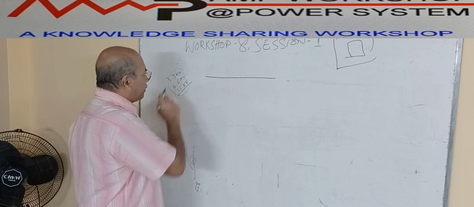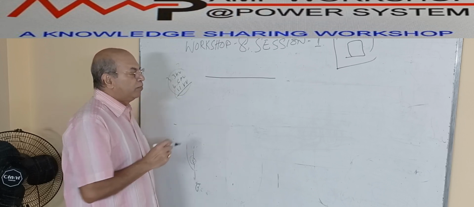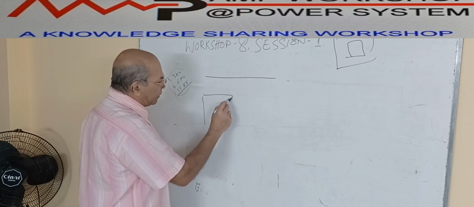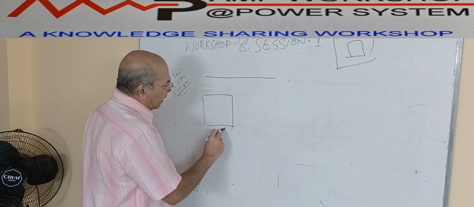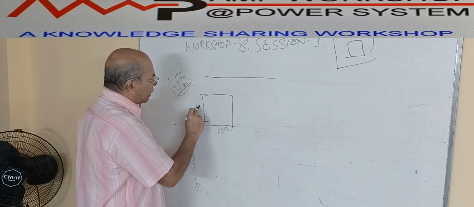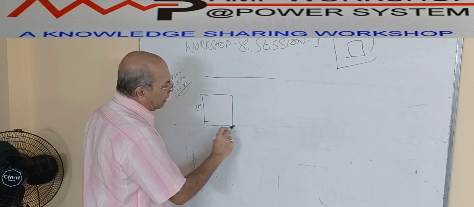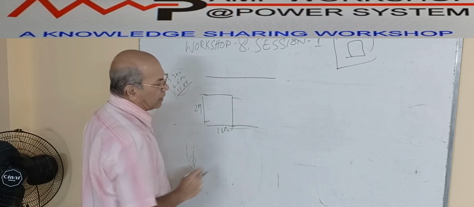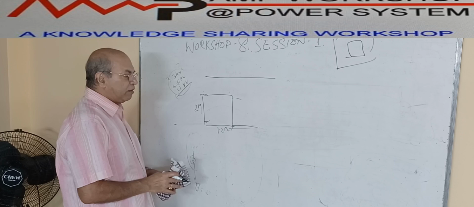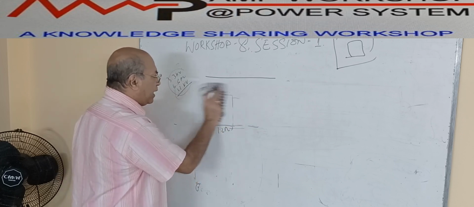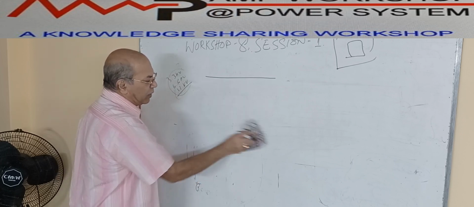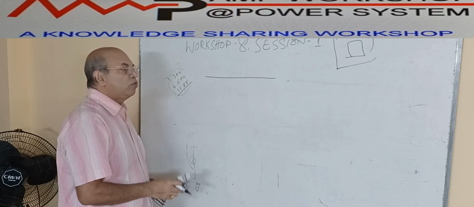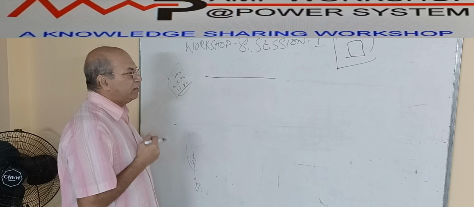Suppose a 6.6 kV switchgear is installed inside a room. For one panel, its width is about 1.2 meter and depth is approximately 2 meter. So suppose one panel, if I have 5 panels, it will extend like this. This amount of area is required. To avoid this big area, if there is a space constraint, in that case we go for the GIS switchgear. What is the GIS switchgear?